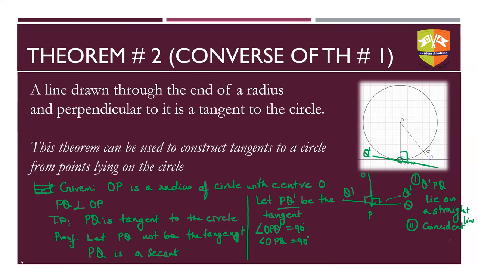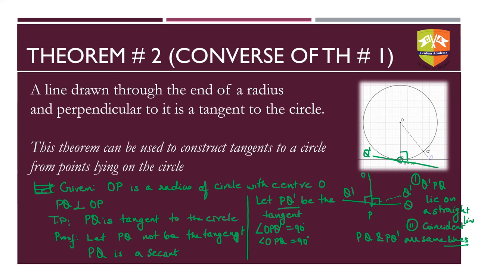So in both the cases, PQ and PQ dash are the same lines or coincident lines. Am I right? So now, you're saying PQ dash was a tangent, hence PQ has to be a tangent. Is this proof understood?